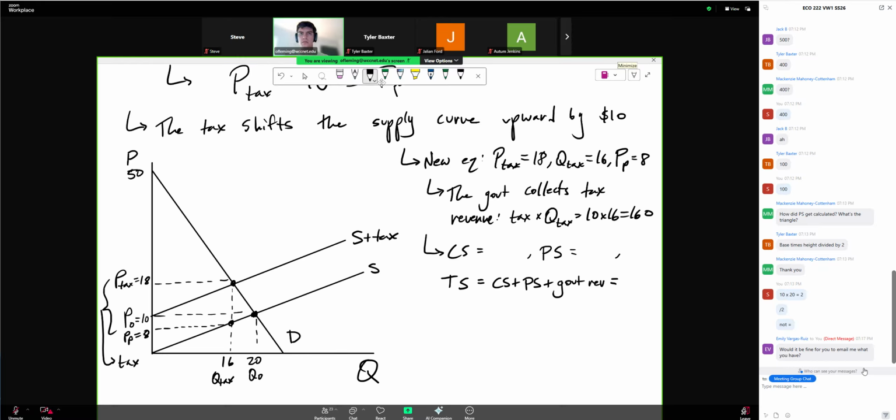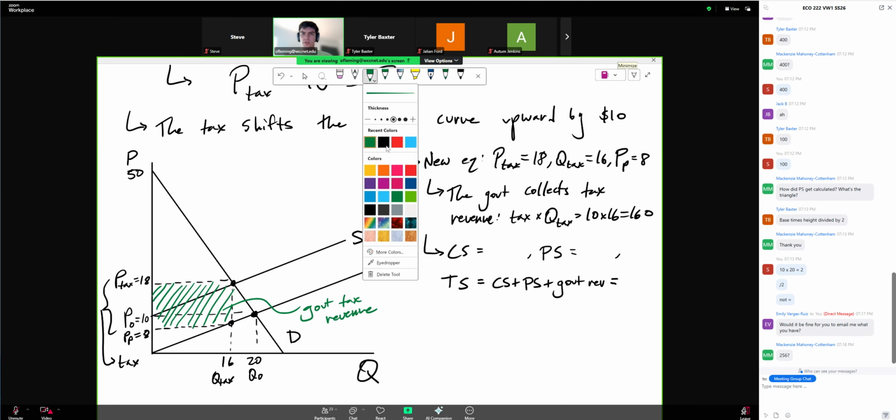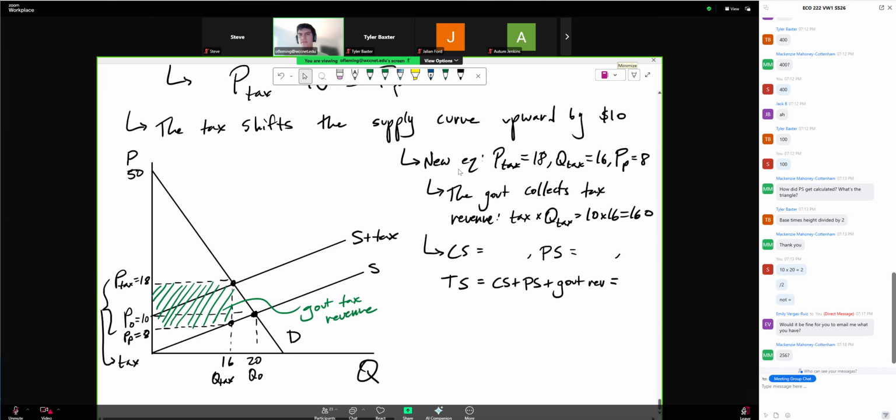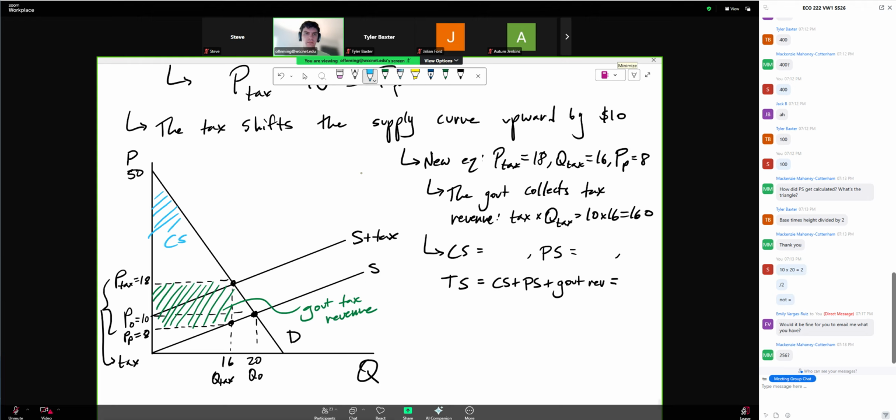Oh, let me label the tax revenue on here. Okay, anybody with the consumer surplus? $256. Yep, perfect. Okay. So the consumer surplus is this area right here. Okay, we're almost there. So consumer surplus is this 256.